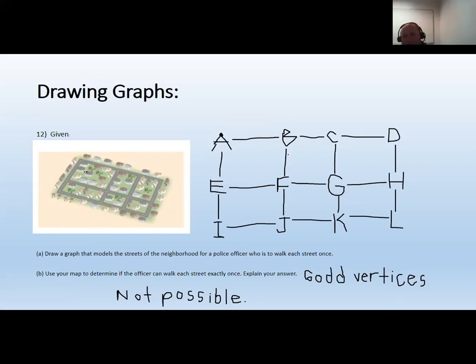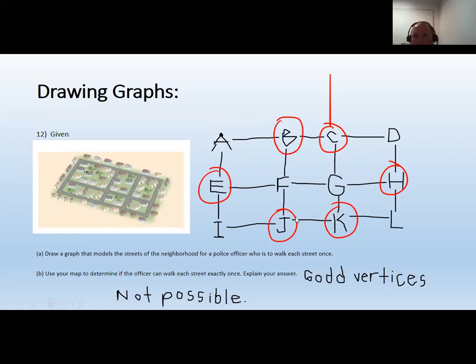Well, B is an odd vertice. C is an odd vertice. H is an odd vertice. E is an odd vertice. J is an odd vertice. And K is an odd vertice. Well, because each of those vertices has a degree of 3. And so that's 6 odd vertices.